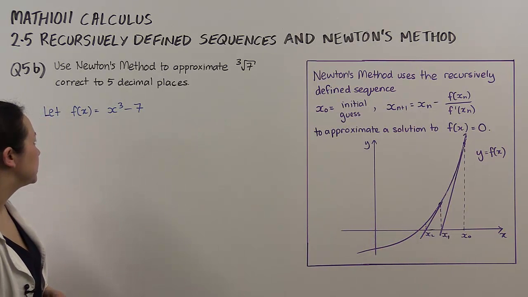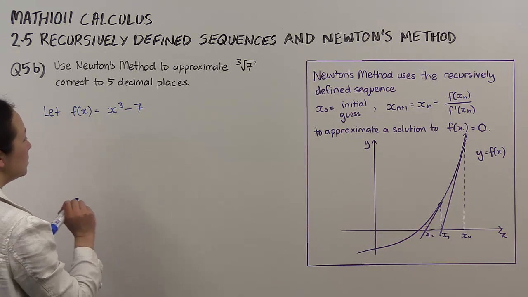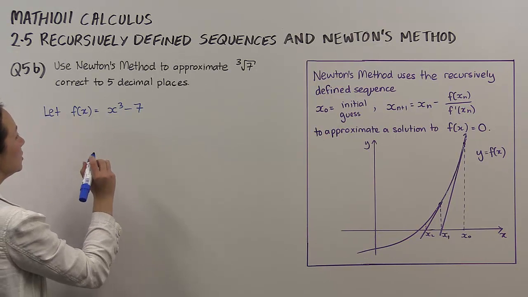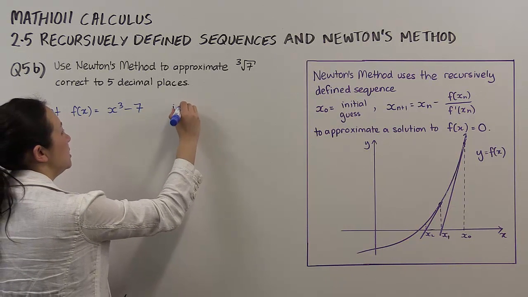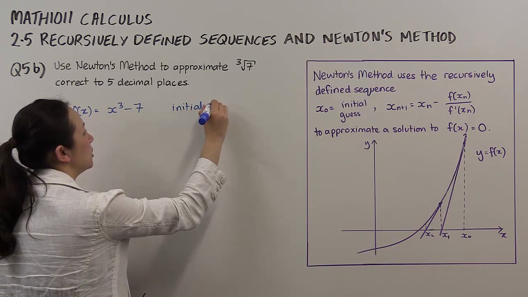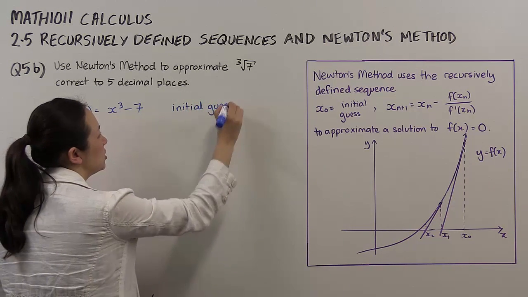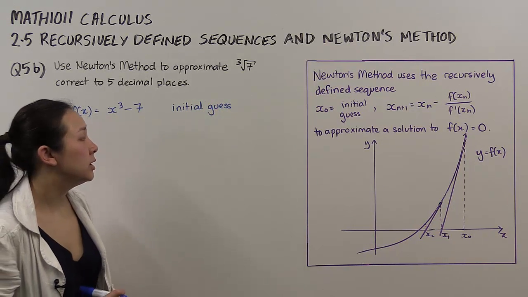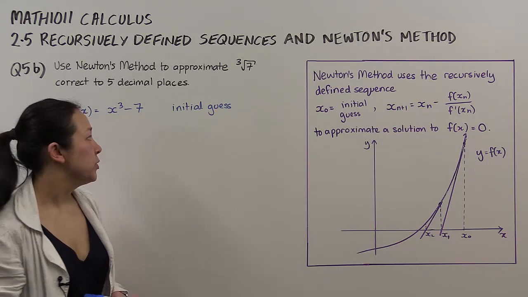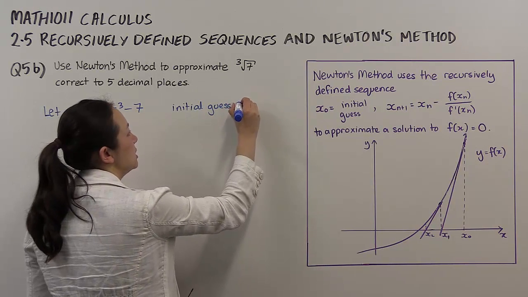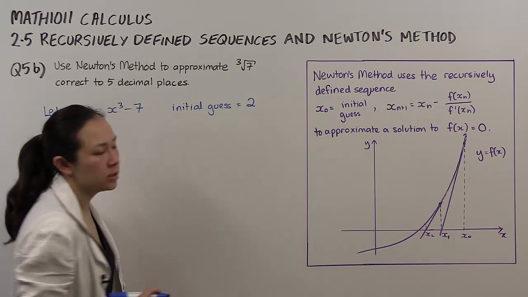and then the cube root of 7 is where it intersects the x-axis there. And we'll need an initial guess, so let's have an initial guess of, well, the cube root of 7 is almost the cube root of 8, it's just slightly smaller. The cube root of 8 I know is 2. So let's say our initial guess is going to be 2, which is pretty close to the cube root of 7.